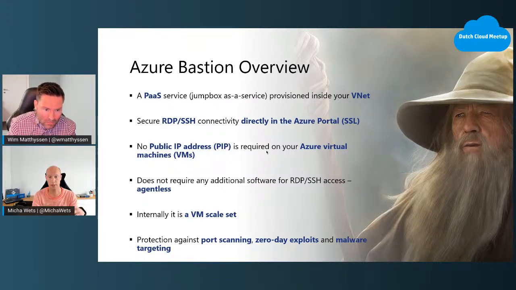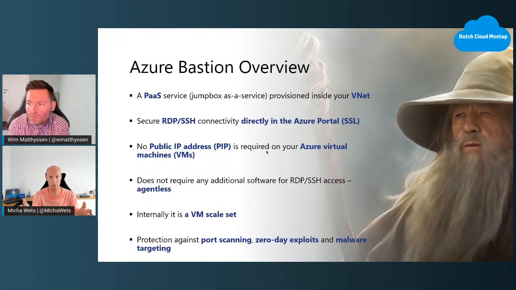The top thing is you don't need to have a public IP assigned to your virtual machines. Not even, as Wim said, on load balancers. It's only one public IP for the Bastion service, and that's it. No public IPs assigned to your virtual machines. Also important, you don't need to install anything. So you don't need to download an agent or a client or anything like that. Not on your servers, not on your endpoints, nowhere, it's clientless, from within the Azure Portal.